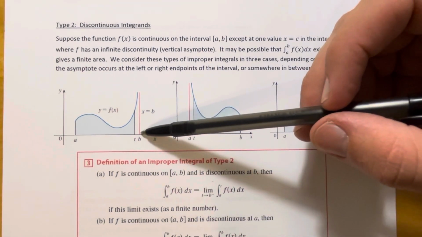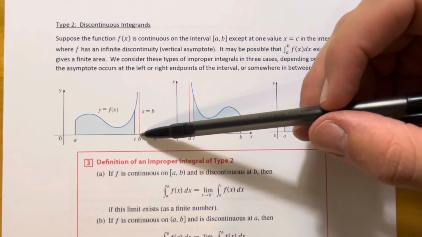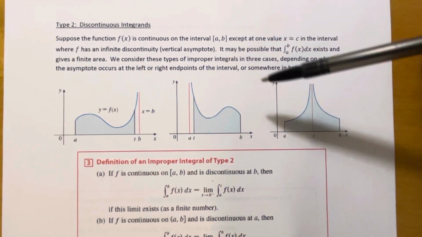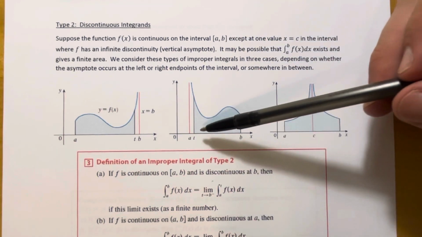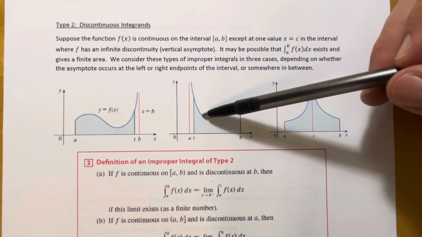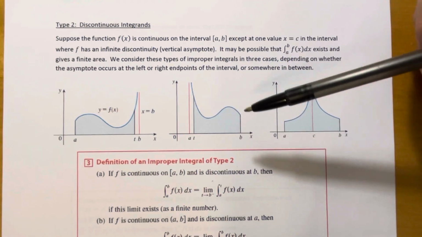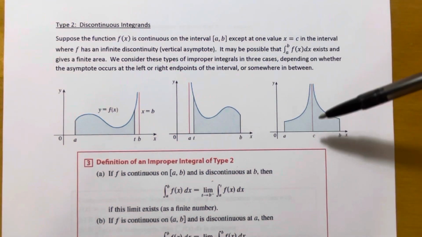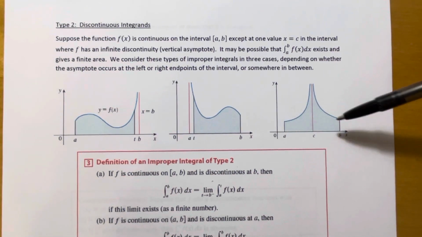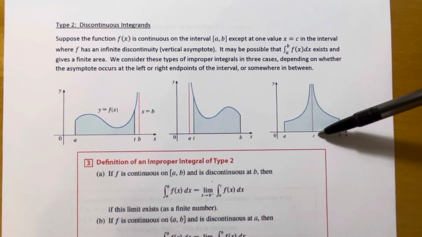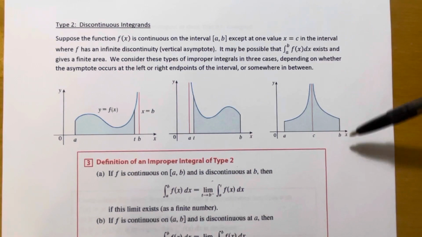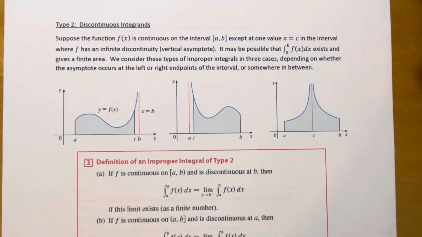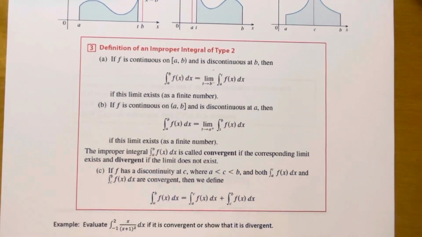One, if that vertical asymptote occurs at the right endpoint of my interval a, b, so at b. Two, if it occurs at the left endpoint, vertical asymptote as we approach a. And then finally, the case where we have a vertical asymptote somewhere between a and b, so like this value c here, I have a vertical asymptote there. This red box down here is going to tell us how to deal with all three of those cases.